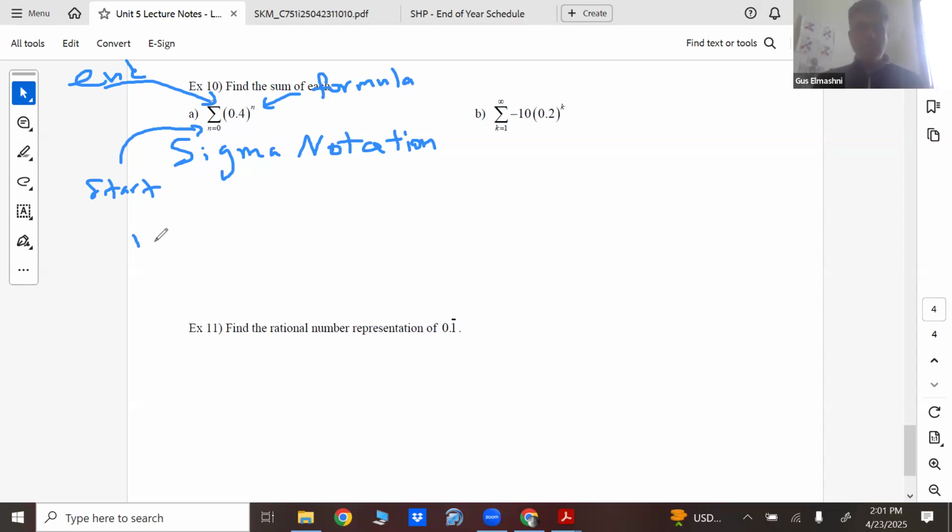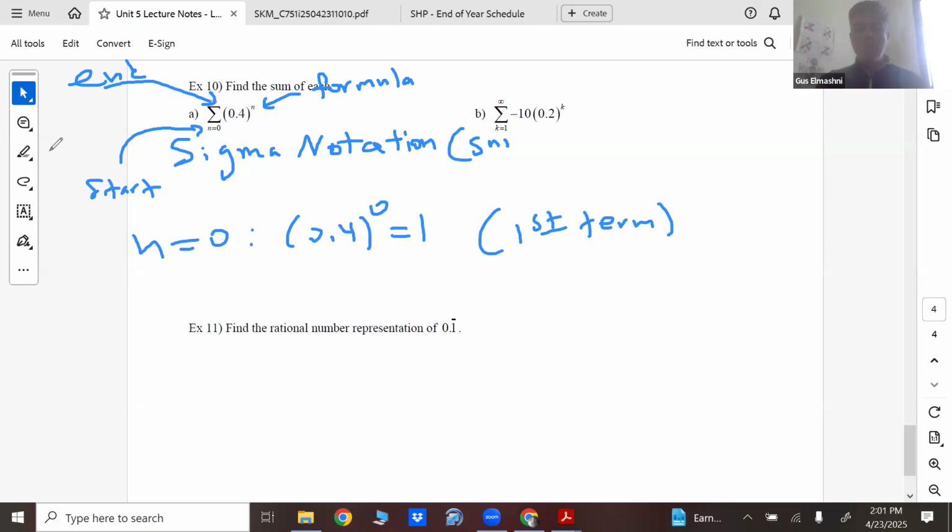So if you think about it, when n equals 0, now I know we're letting n be 1 for sequences, but for sigma notation, you could actually start however you want. It could be an integer, but you go up in increments of 1. So if I plug in n equals 0, what does the formula tell me? It equals 1. Good. So that's your first term. And the sigma notation means sum. You're going to sum up all the terms.